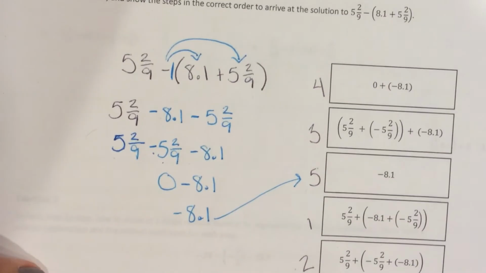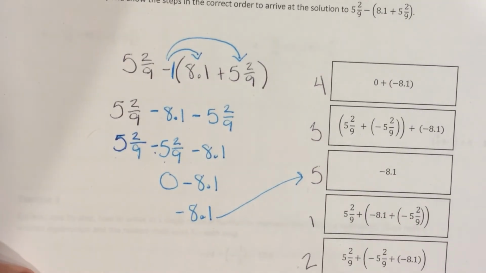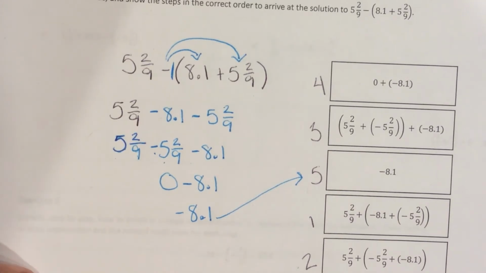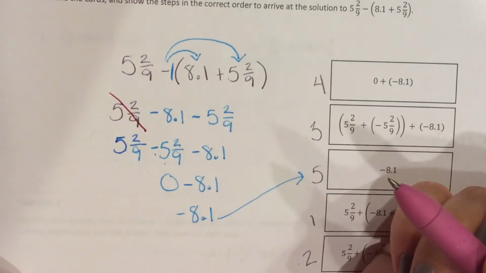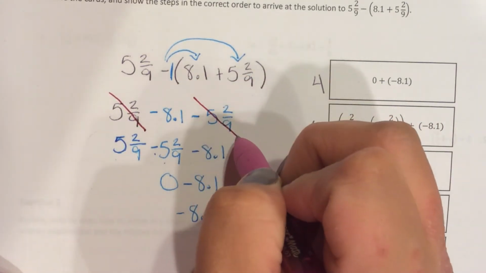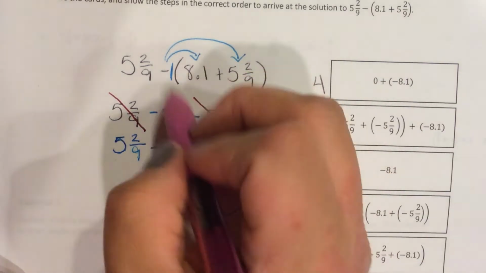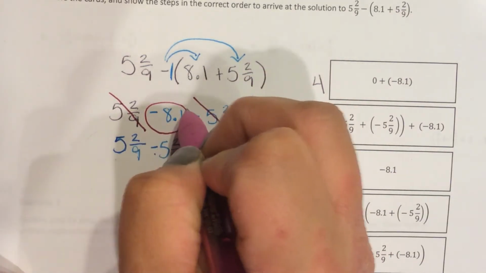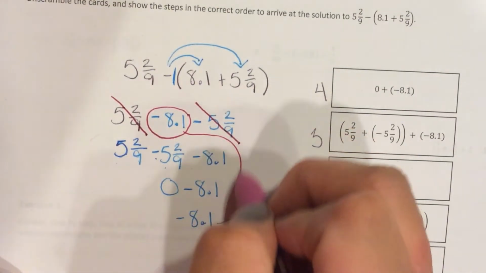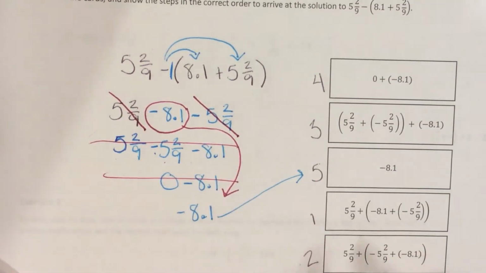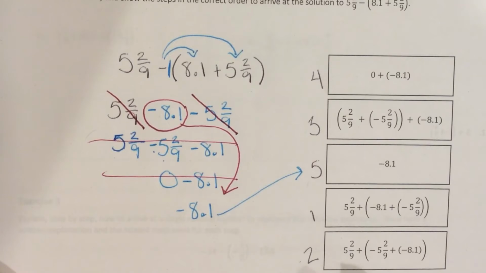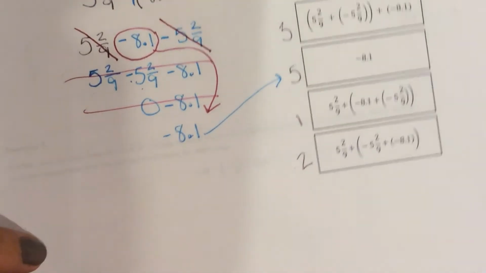In fact, the work for that will get even easier, like I said. So let me show you what that would look like in an upper level class. They would say 5 2/9 minus 5 2/9 cancel each other out completely, and all I'm left with is -8.1. There's the answer. They would have gotten to skip this step and this step. The idea is to not have to write those down. It makes your life simpler.